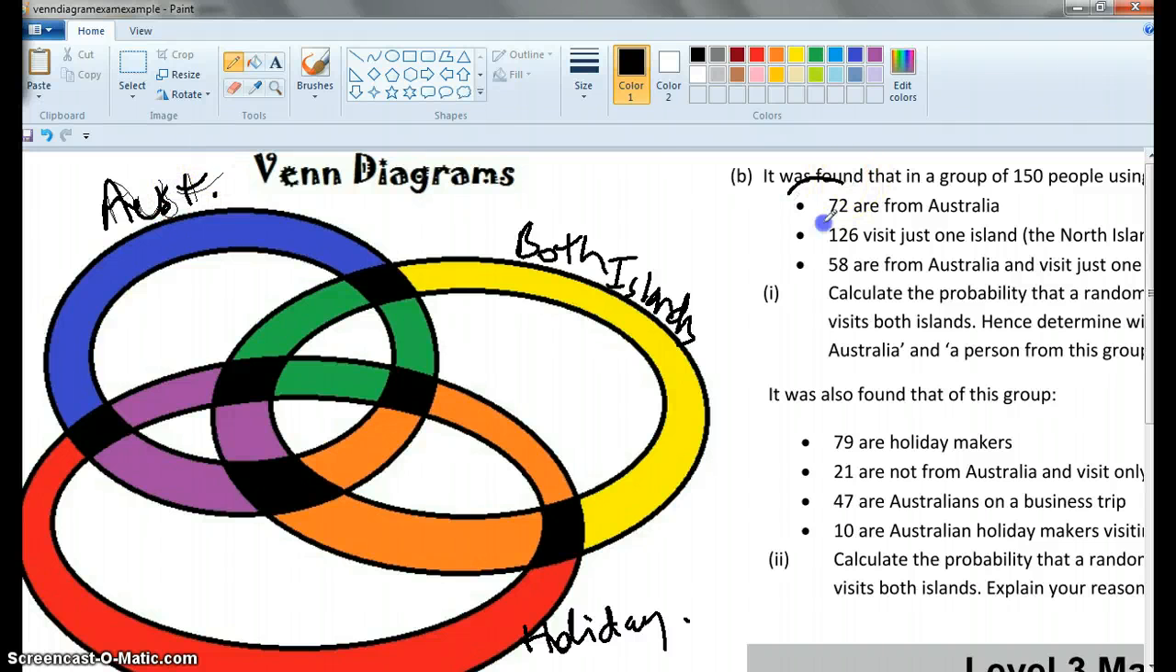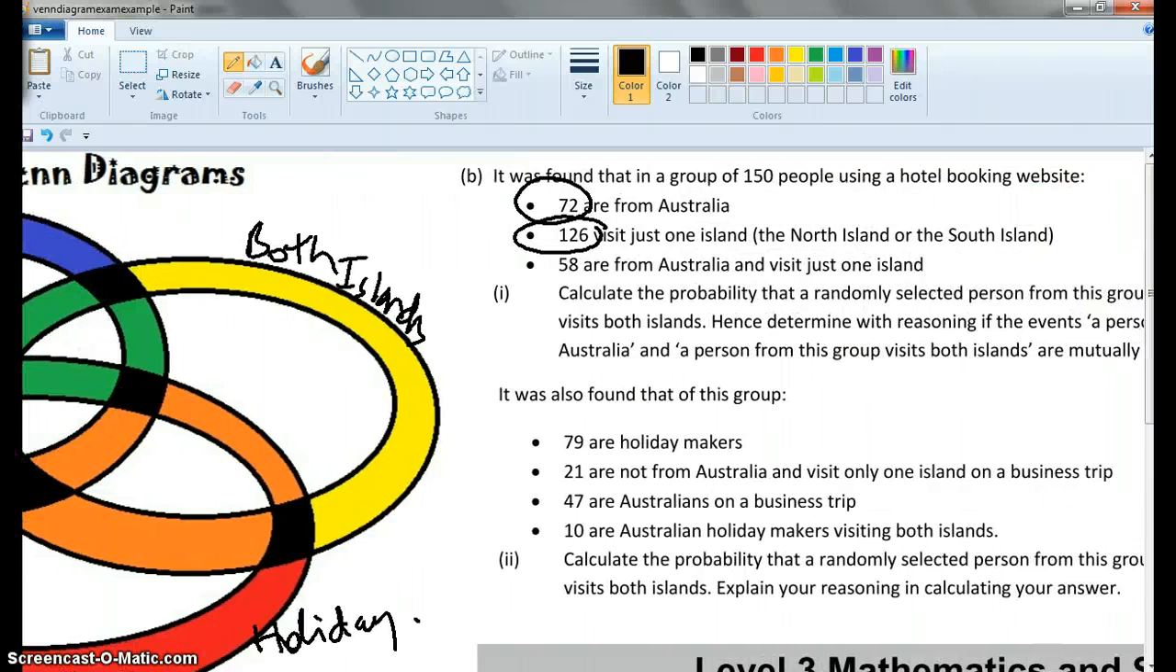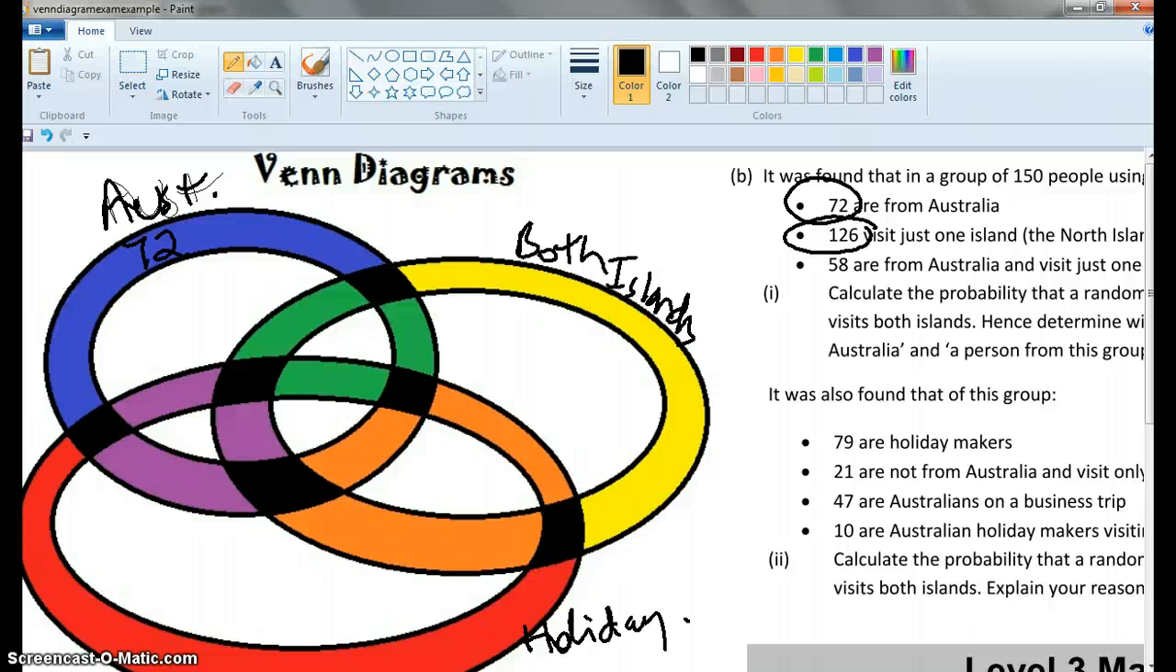72 were from Australia, so the 72 is going to go in there, so that circle holds 72. 126 visit just one island, the North Island or the South Island, I believe. So 126 both islands. There's 150 all up, so that's going to be 150 minus the 126, which equals 24 visit both. Correct?